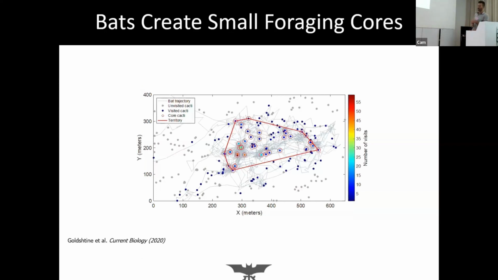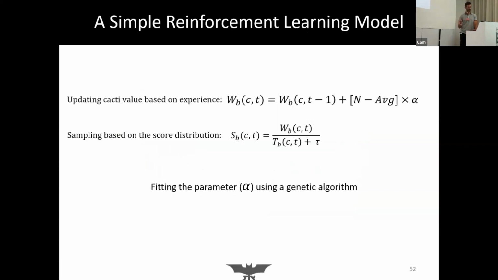Okay, only the circled cacti are core cacti. And we looked at many different models to explain this behavior, and eventually we converged on this. I call it a reinforcement learning-like model. It's very simple, as you'll see in a second.